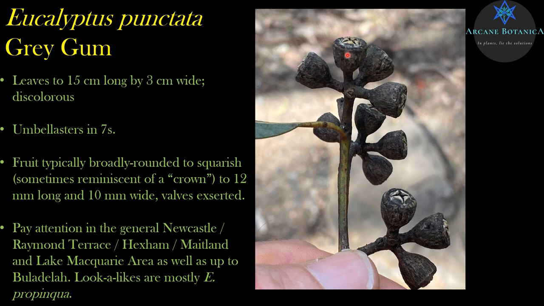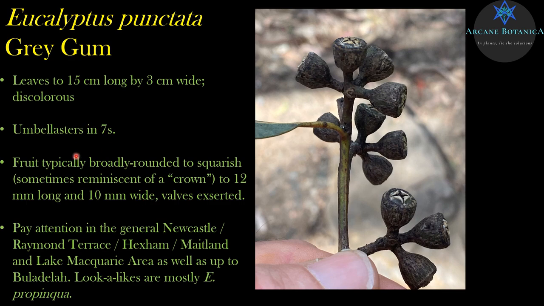I can't quite put my finger on it, and maybe it's ringing a bell with you guys, but they've got this almost crown-shaped fruit, which I always think is very distinctive. Sometimes I pick it up off the ground and go, hang on, what the hell's that? And then straight away you go, oh, it's just punctata. And you look around and there's punctata trees around. It's a distinctive looking fruit, I find, to 12 mil long, 10 mil wide.